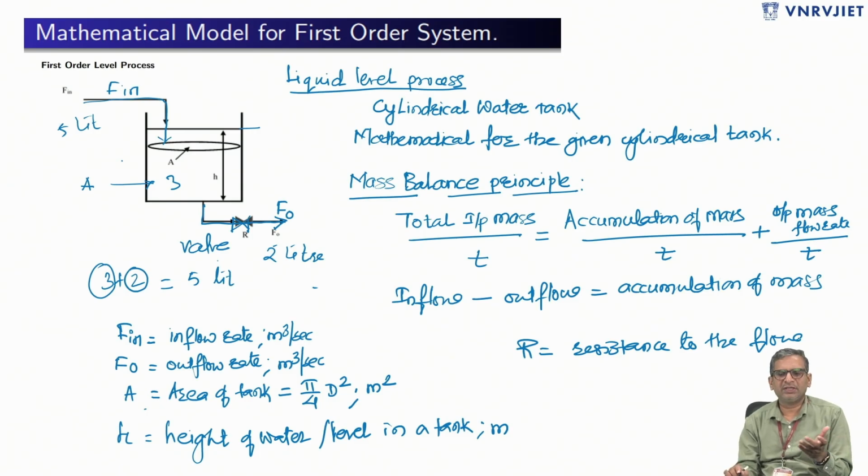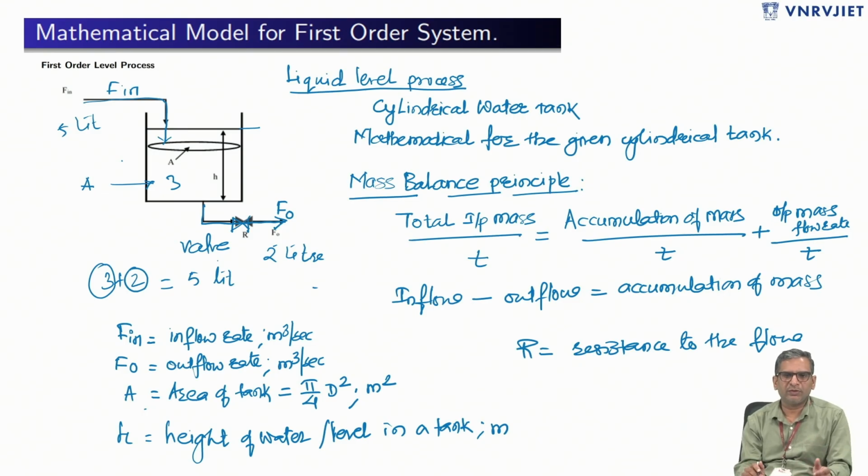So if the valve is fully closed, no water will go out from the tank. Let's say it is open, then this R will decide how much water will pass through this particular pipe, right? So let's say these are the parameters for this particular tank.